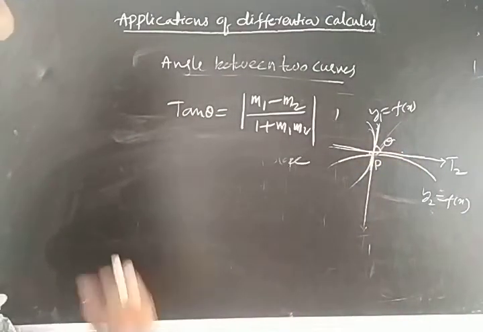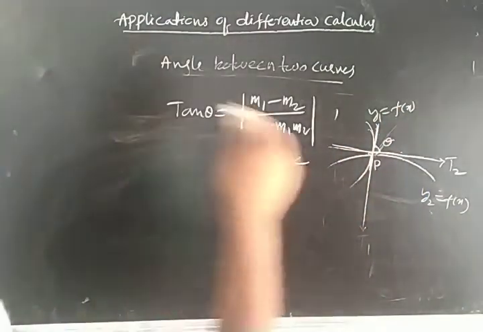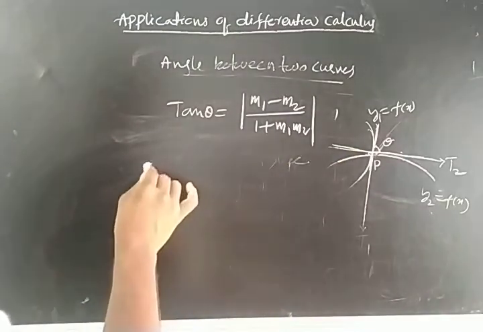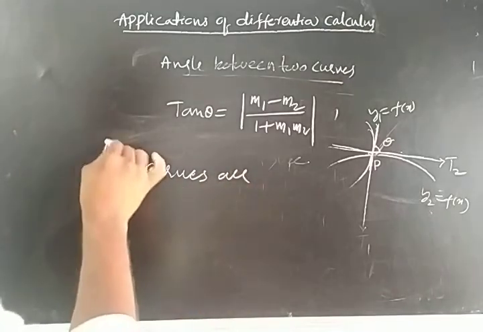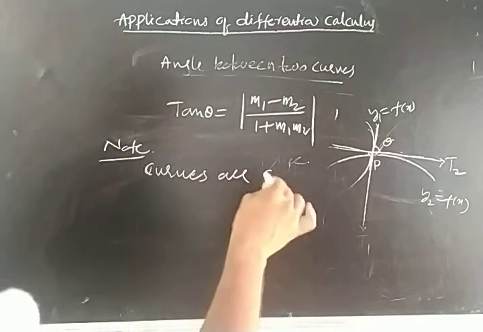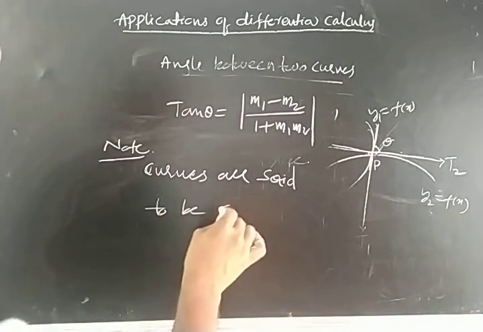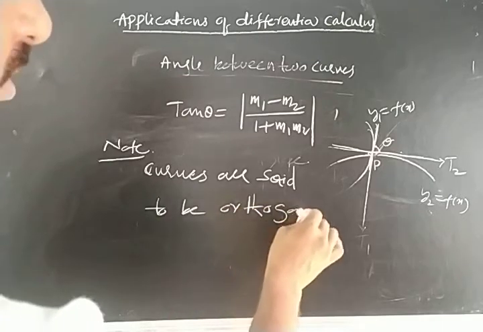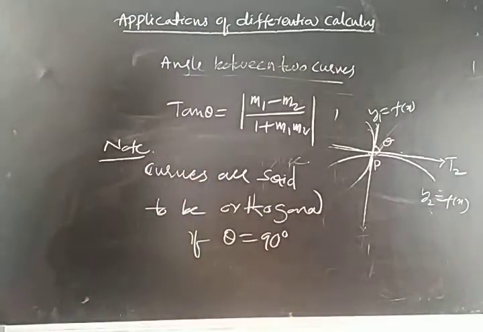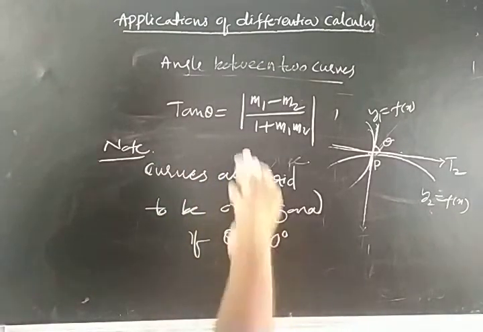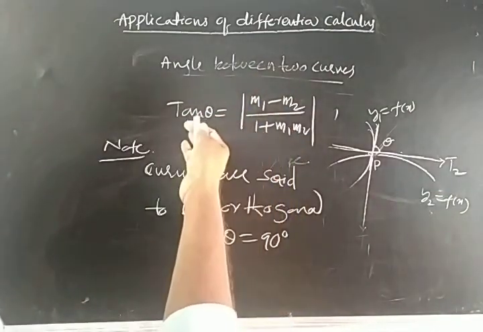If tangents are perpendicular, that means curves are also intersecting perpendicularly. Perpendicular is nothing but orthogonal. Note: curves are said to be orthogonal if theta equal to 90 degrees. If theta is 90 degrees, tan 90 is not defined, meaning it is infinity. By taking the reciprocal, 1 plus m1 m2 by m1 minus m2 becomes 0.